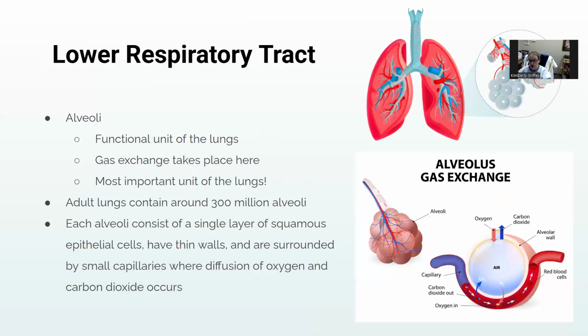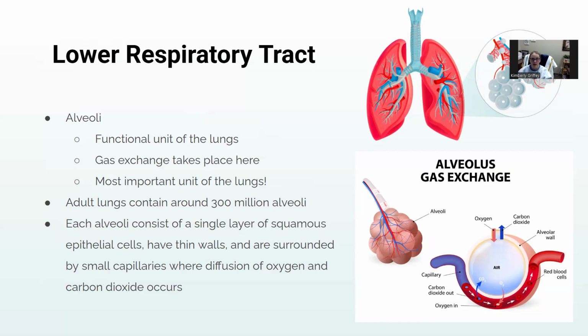Your lower respiratory tract with your alveoli, like I was talking about, these are your functional unit of the lungs. This is where gas exchange takes place. So you remember us talking about ABGs and how they can help monitor gas exchange? This is what that's talking about. It is the most important unit in the lungs. If you have alveolar collapse, then you don't really have good respiration. So adult lungs contain about 300 million alveoli.